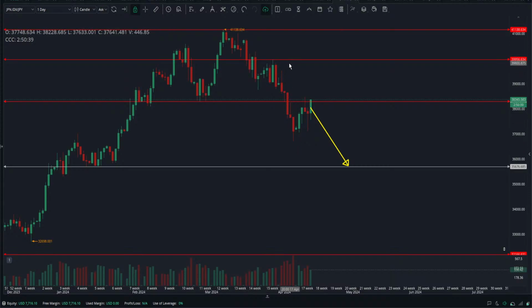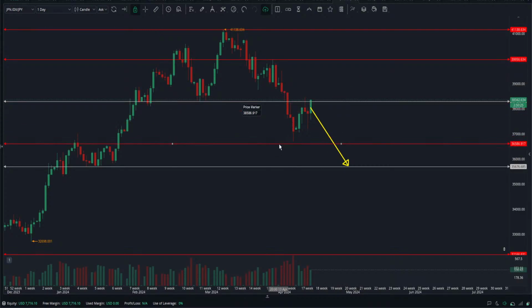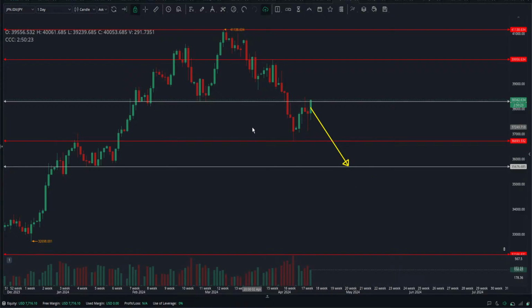Yes, I was expecting this area, previously broken support, to act as a resistance, but this is the actual downswing pivot. If the price breaks above 39,956, then we will be buyers in this market, but right now it doesn't look like it. Okay, let's see how things unfold in this one, but yes, that is the resistance area, guys. So where is the support? This will become your support.